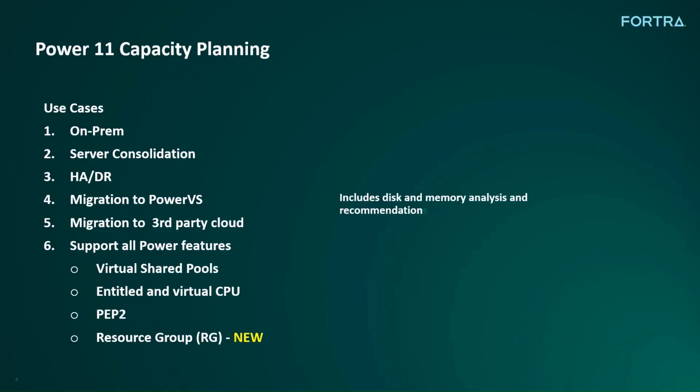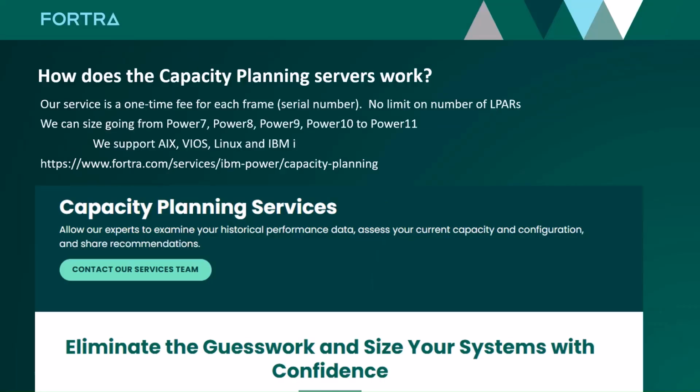If you're migrating to Power VS, we can help you figure out the optimal configuration in Power VS. Or if you're migrating to a third-party cloud, the same thing. We can figure out the optimal configuration in that cloud. And it does support all the new features, for example virtual shared pools, entitled and virtual CPUs, and PEP2, which is cloud-like pricing on-prem. That stands for Power Enterprise Pools 2. We also support a new feature in Power 11 called resource groups, which we can explain later if we get engaged in doing a capacity plan for you.